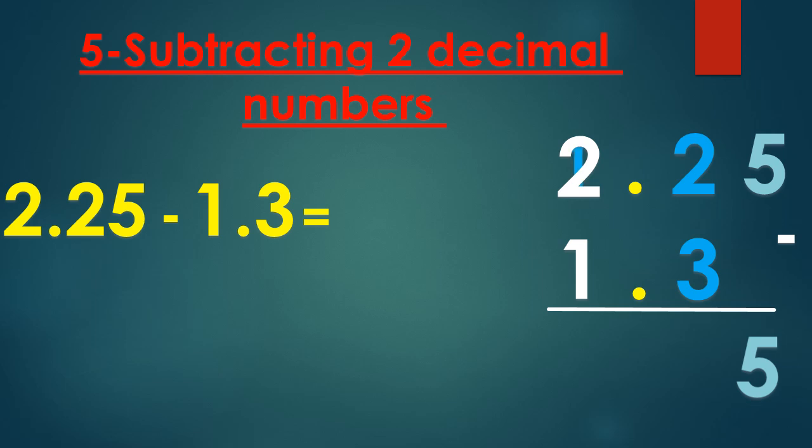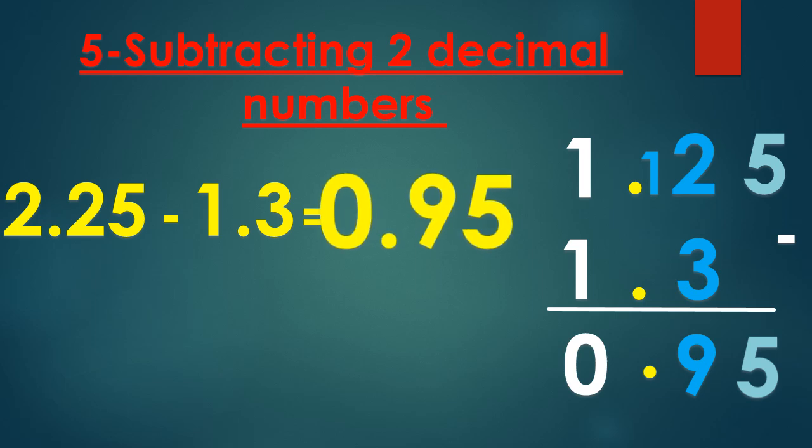2 is less than 3, so we borrow 1 from the 2. The 2 becomes 12 and the other 2 becomes 1. 12 minus 3 is 9. The point comes down. 1 minus 1 is 0. The answer is 0.95.